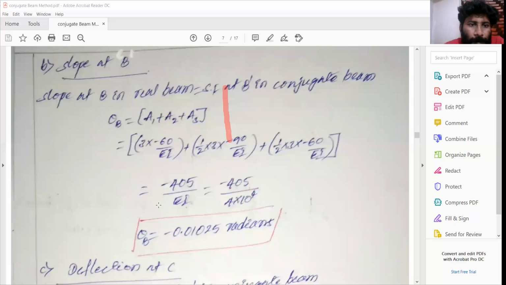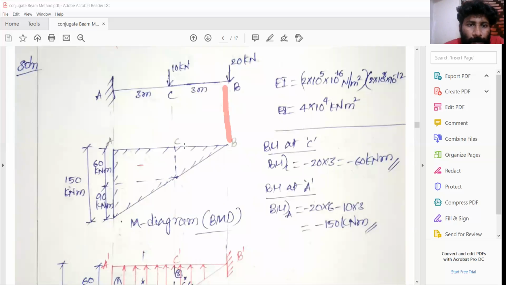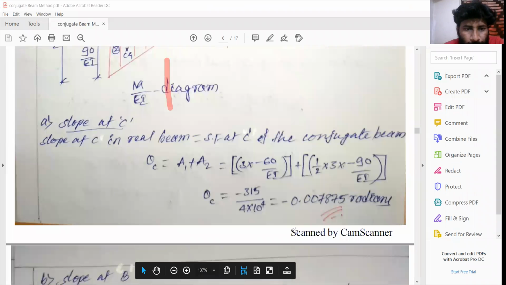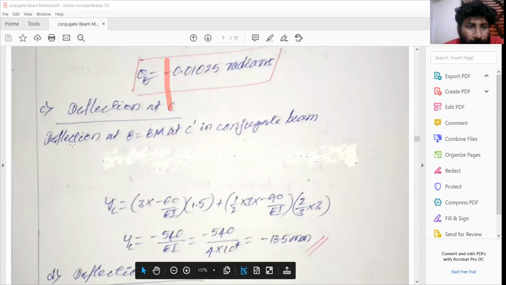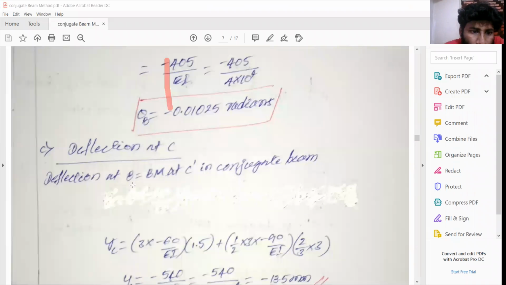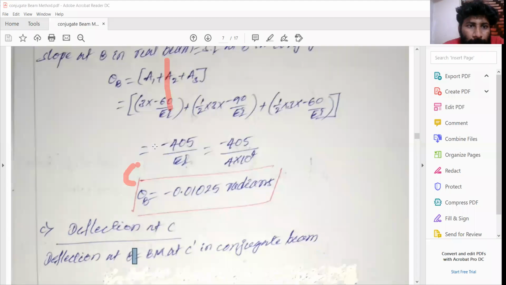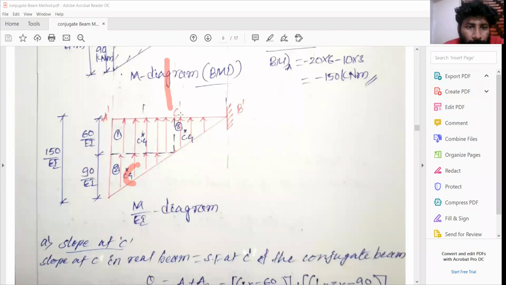Now deflection at C. Deflection at C means again here we wanted to find the deflection, exactly here, right? To find the deflection at C, sorry, this is C, not B. Deflection at C is equal to bending moment at C in the conjugate beam. So how to calculate the bending moment at C?